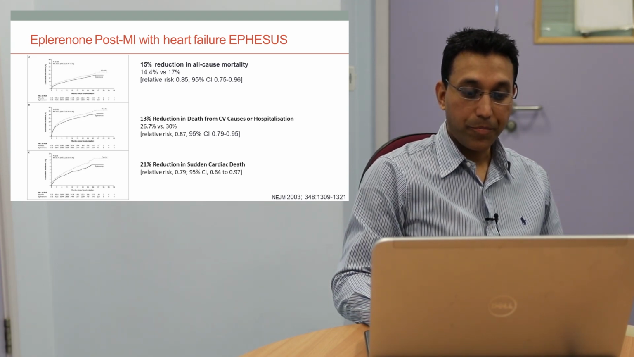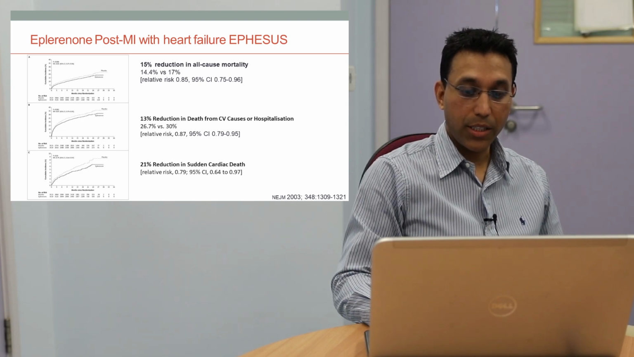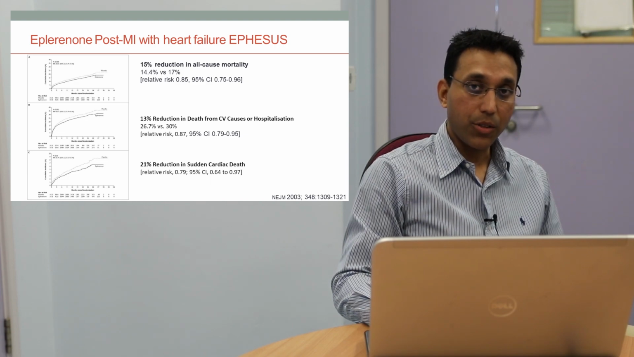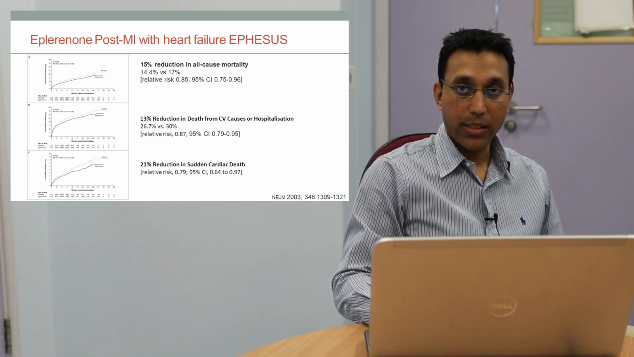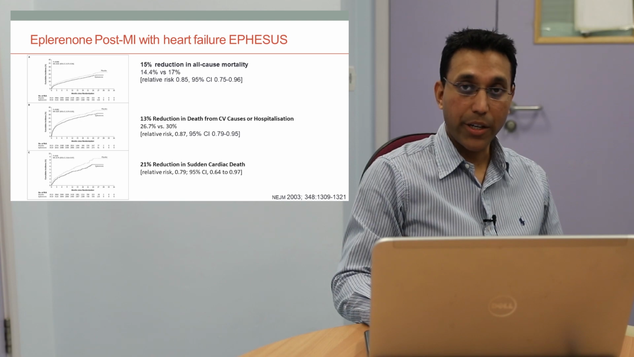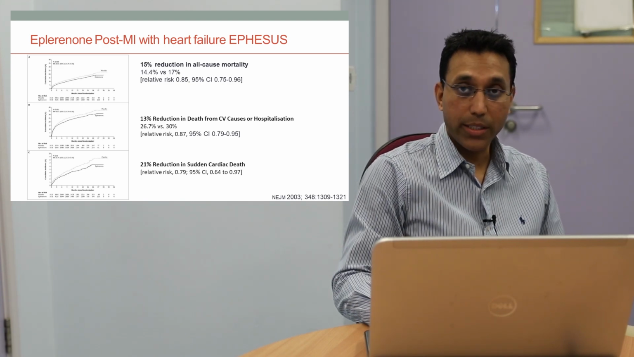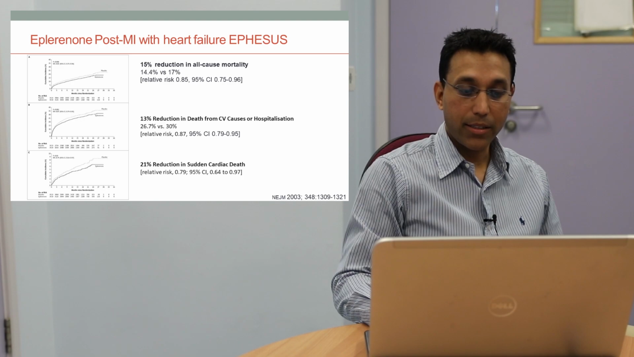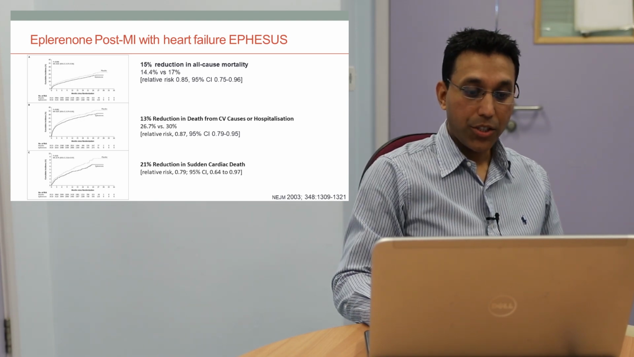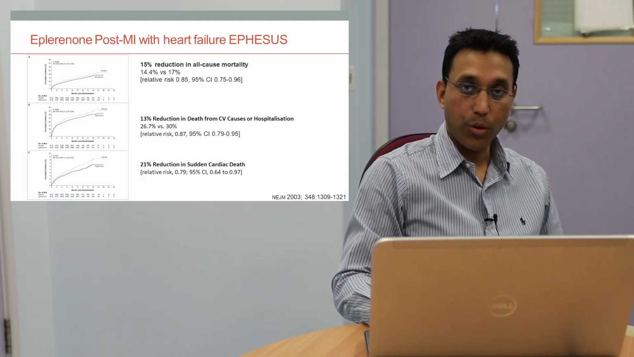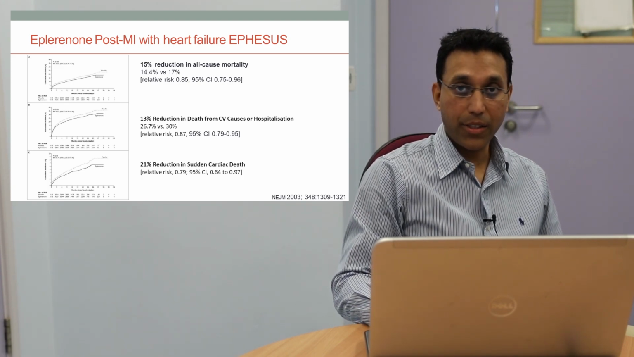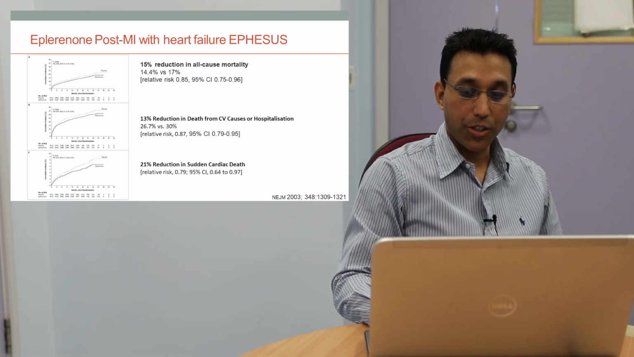Most patients in EPHESUS were also receiving treatment with an ACE inhibitor or ARB, about 87%, and a beta blocker, about 75%. Patients were excluded again if the creatinine was greater than 221 or a serum potassium greater than 5 millimoles per litre, or were taking potassium-sparing diuretics. Over 6,000 patients were randomly assigned to either placebo or eplerenone, 25 milligrams for 4 weeks, and then increased to 50 if, again, potassium levels and renal function allowed.